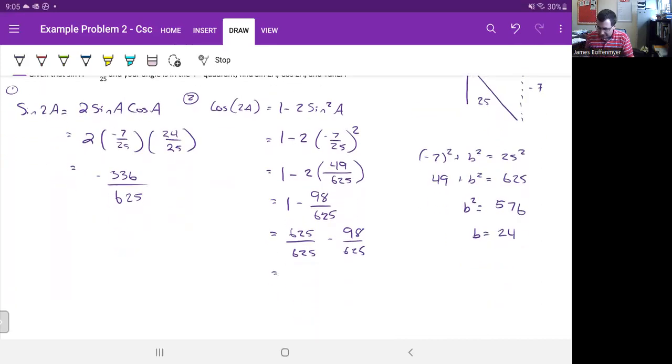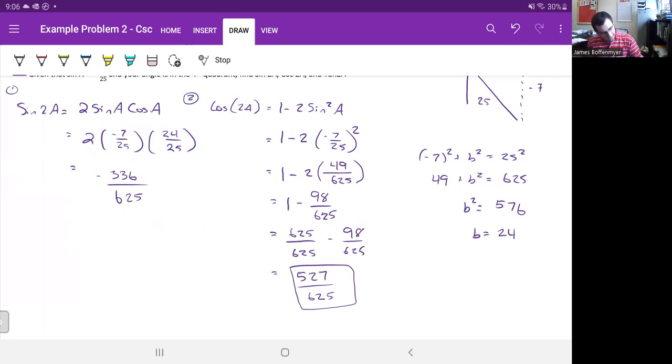So 625 minus 98 is 527 over 625. Funky fraction, but it's still legitimate. It still works. For double angle formulas and half angle formulas, there are going to be many times when you get some weird looking numbers. It does happen.